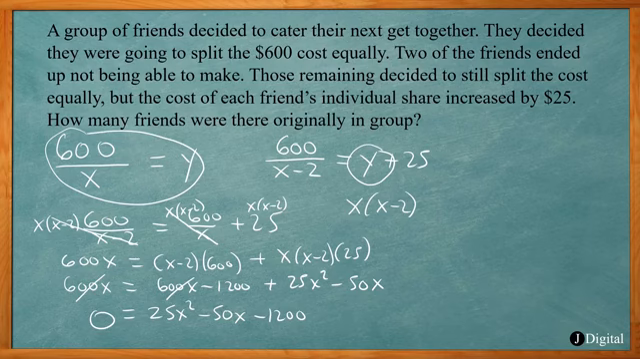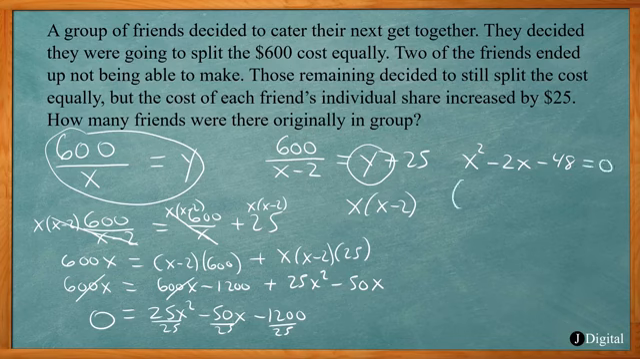I can divide everything by 25. It's going to end up giving me x squared minus 2x minus 48 equal to 0. And then I can factor. So I got my x here, x here. So I need two numbers that multiply to give me negative 48 and add up to negative 2. Okay, so that's going to be 6 and 8.